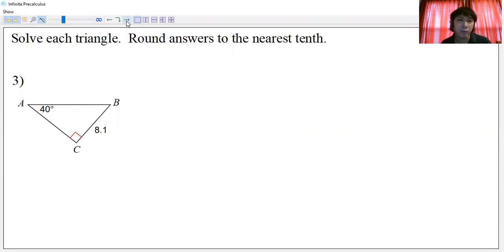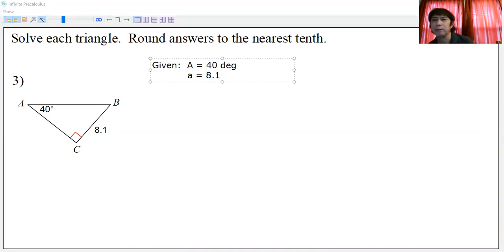Okay, here's the third right triangle. Solve triangle, round answers to the nearest tenth. All right, what do we have here? Let's start with the given. We have angle A, capital A is an angle, and it's equal to 40 degrees. And what else? Opposite angle A is the side A. So we will call this small a, and this is 8.1 units. It's a unit of length. It can be in meters, feet, yards.